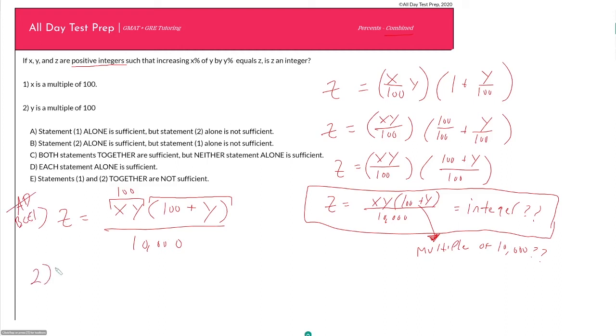Statement 2. So now, before you start saying statement 2 will be insufficient too, because in statement 1, I didn't know anything about y, and that was insufficient. Here, I don't know anything about x. But before you make that assumption, let's see if it is in fact true.